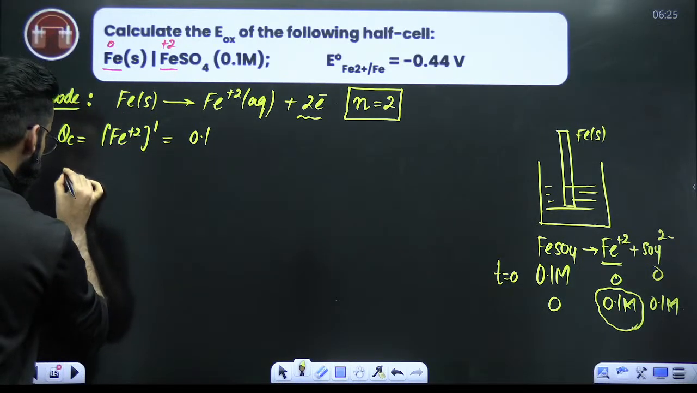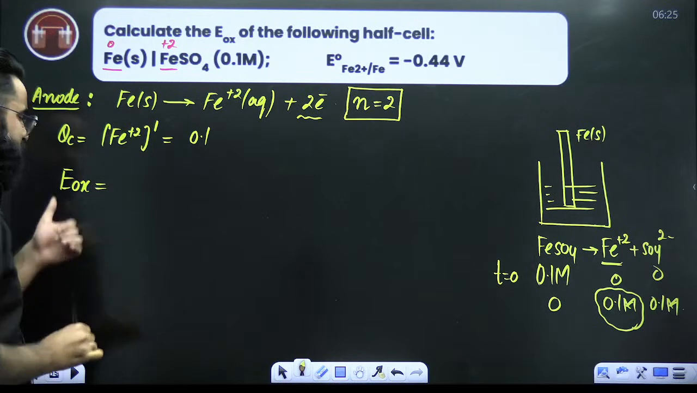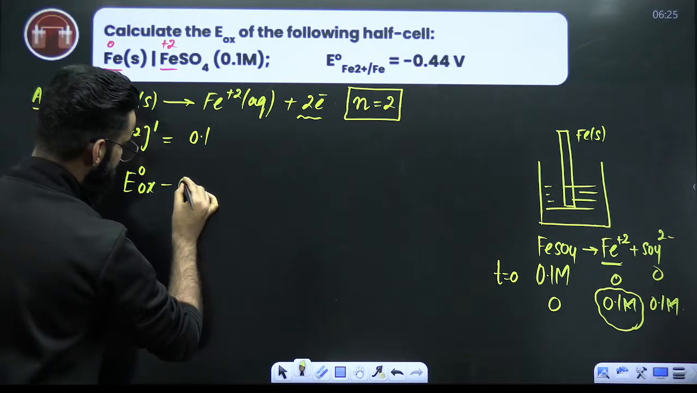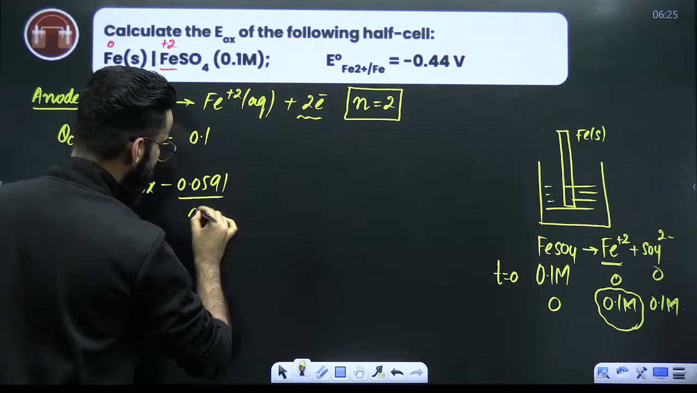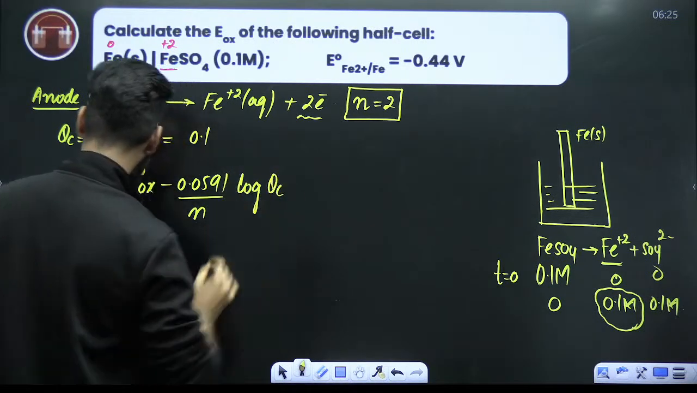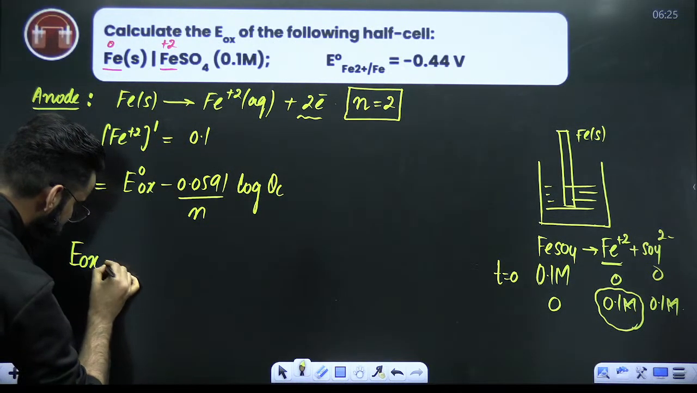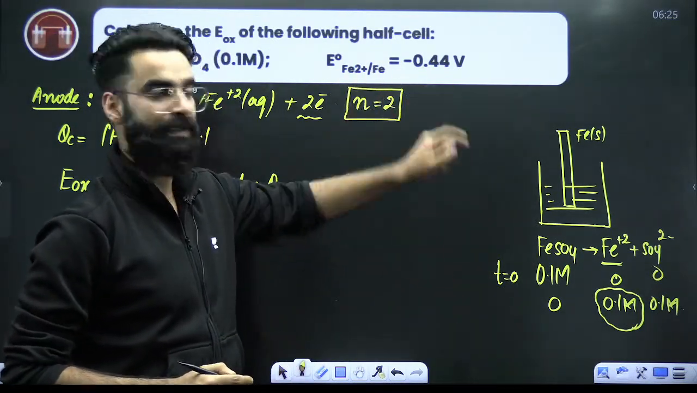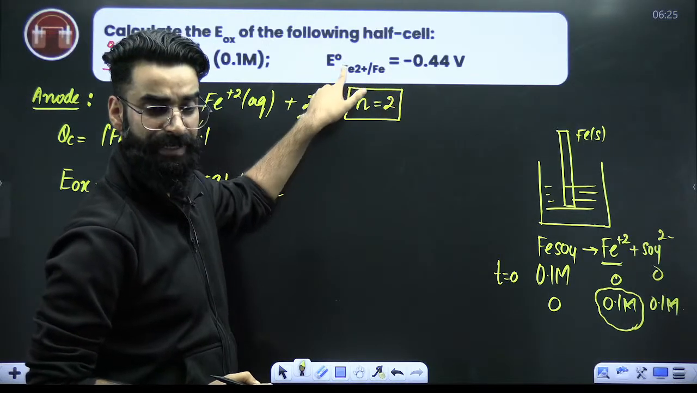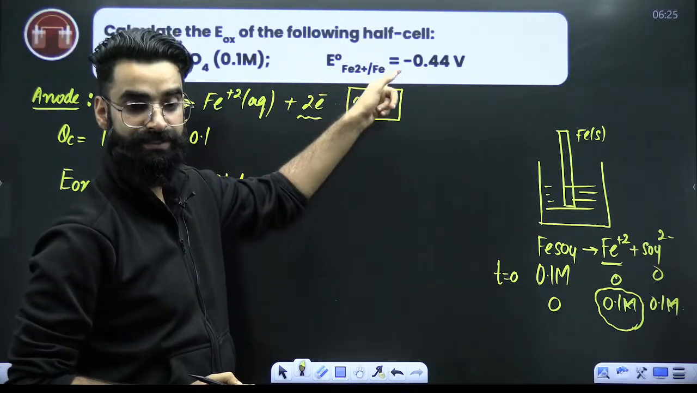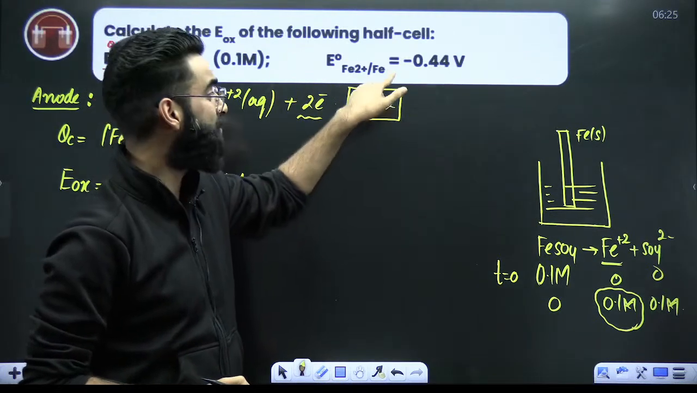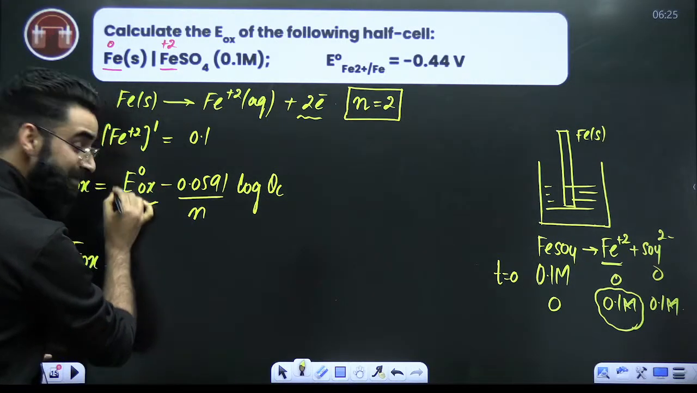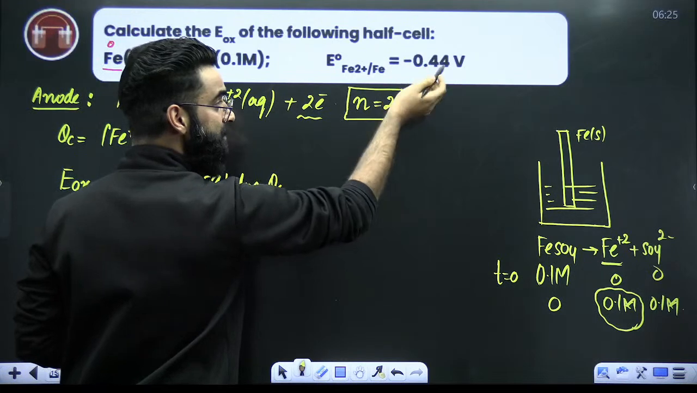Now what do I need to calculate? I need to calculate the oxidation potential. So use the Nernst equation. The oxidation potential of the half cell is equal to E°OX, the standard oxidation potential of the half cell, minus 0.0591 divided by n, times log of QC. Perfect. So E_OX is equal to E°OX. Look at this particular value. Is this SOP or SRP? See, this is +2 to 0. +2 to 0 means a decrease in the oxidation state, and a decrease in the oxidation state means reduction. So this is SRP. But do I need SRP or SOP? We need SOP.